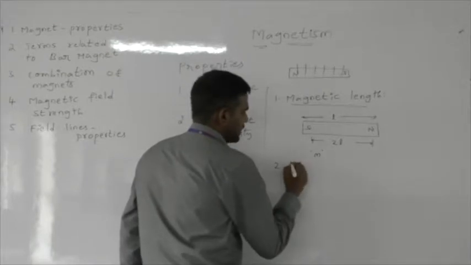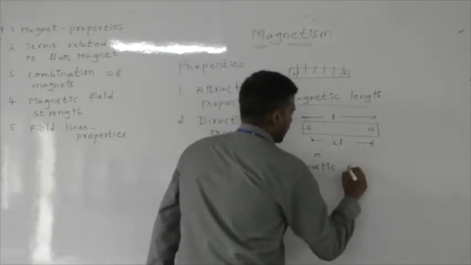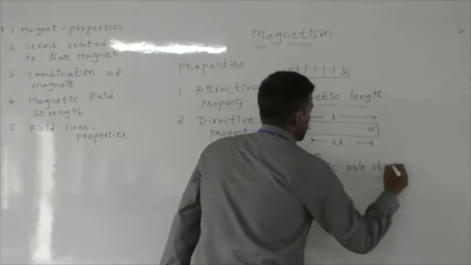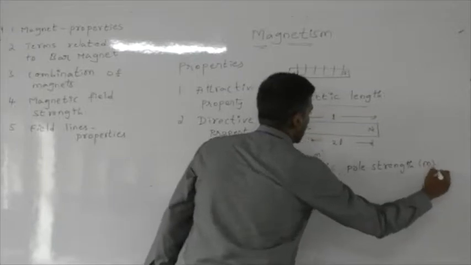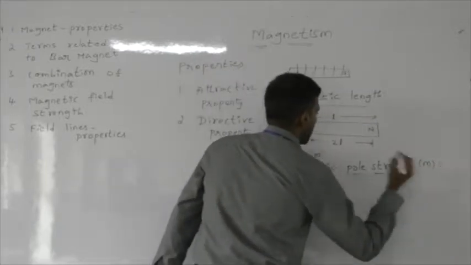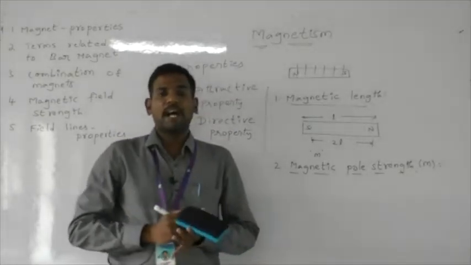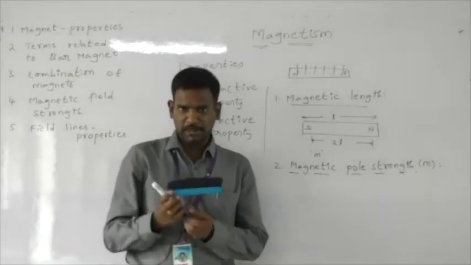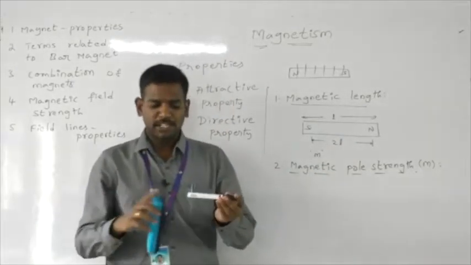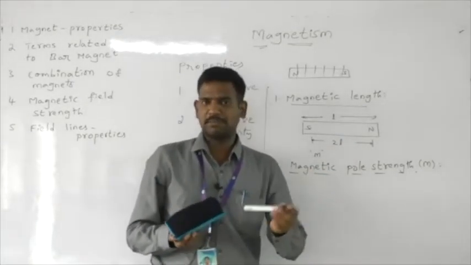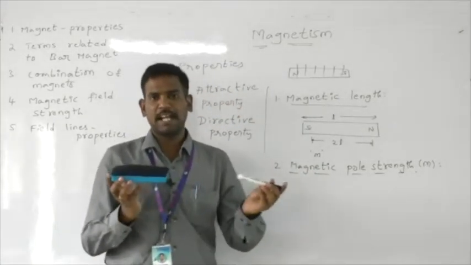The next one is magnetic pole strength. What is the meaning of magnetic pole strength? It is denoted by the letter small m. It is the ability of a bar magnet to attract or repel another pole. For example, this is a bar magnet and here I have another bar magnet brought nearby. If like poles are facing each other, they will experience repulsion. If unlike poles are facing each other, they will experience an attraction force.